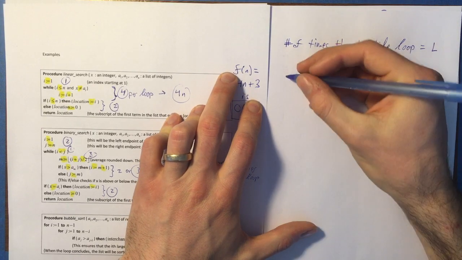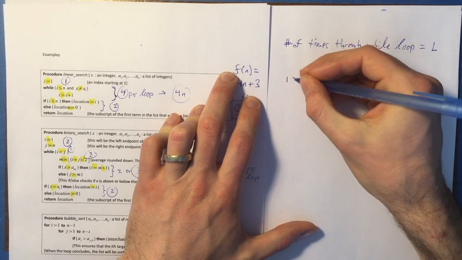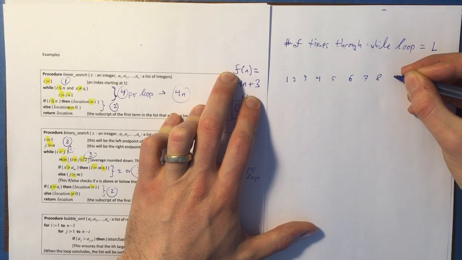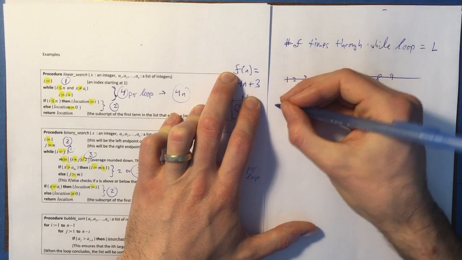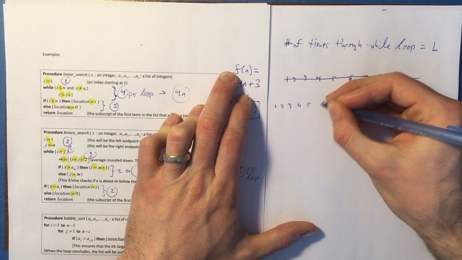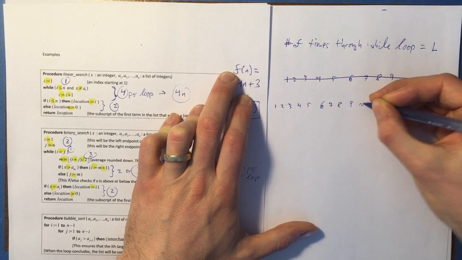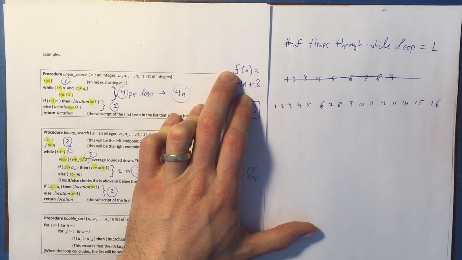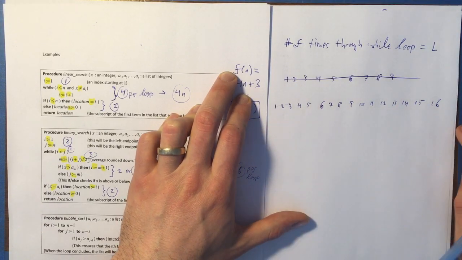So let's say the list is of length 16. I'm just going to write the indices: 1, 2, 3, 4, 5, 6, 7, 8, 9. Oh man, I run out of space. Hang on. Okay, it's just visualizing, right? So here's a list of length 16. These are just the indices, so the actual numbers in the list are something else.